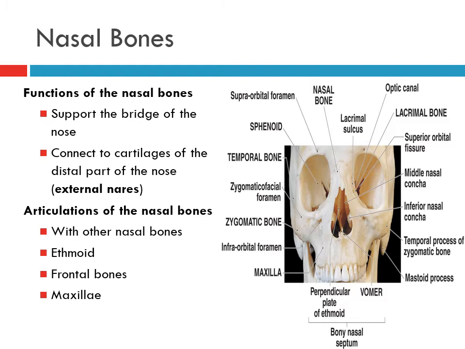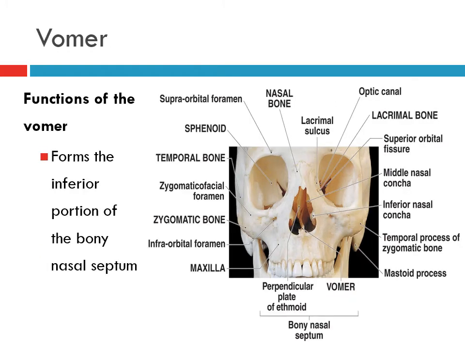The nasal bones are little tiny bones. They form the bridge of your nose. There's two of them, and they articulate with one another. They articulate with the frontal bone, and then also with the maxilla and the ethmoid bone. And they connect to the cartilage that makes up the external nares. So what makes up the structure of your nose is mainly cartilage, and that cartilage comes in and attaches into the nasal bone.